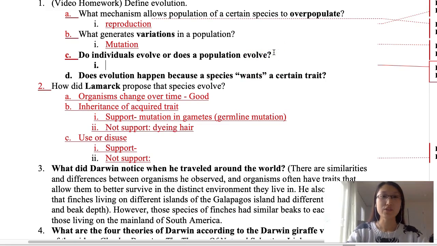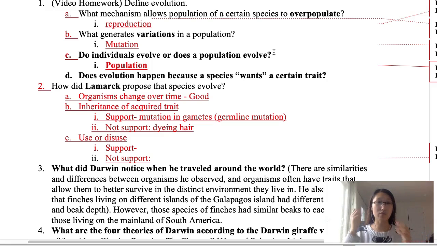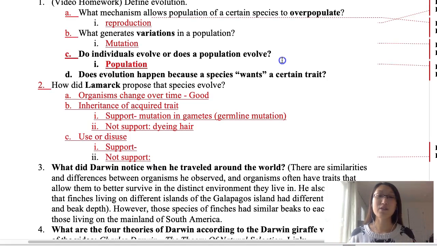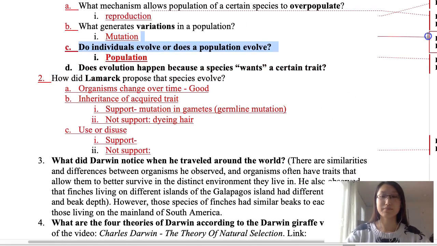The next one is, do individuals evolve or does a population evolve? These are all questions that you encountered while doing one of the homeworks. It's the population. You would never say an individual evolved. An individual can change. The definition of evolution in terms of genetics is change in allele frequencies within a population over time. You can only have allele frequencies if there are different alleles, but if you're only one individual, there would not be different alleles.